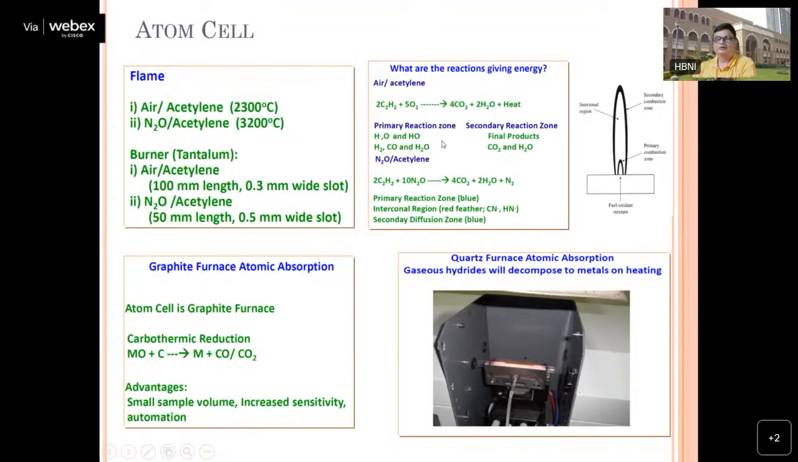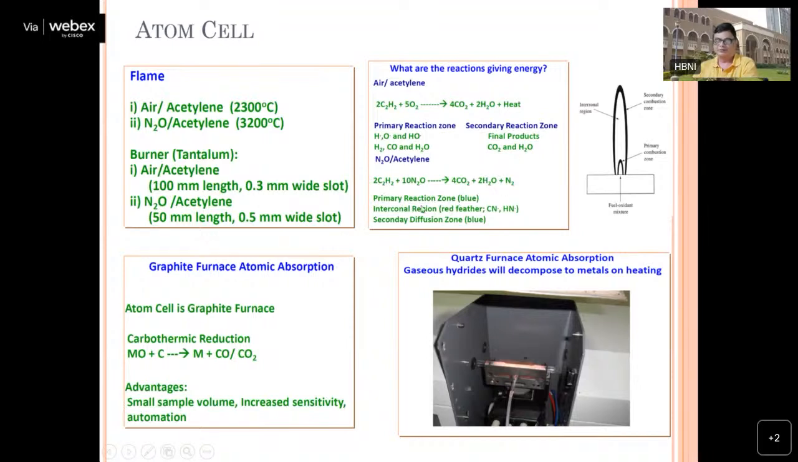In the primary reaction zone, we have hydrogen, oxygen, and hydroxide radicals. In the secondary zone, the final products are there, and then we have hydrogen, carbon monoxide, and water vapors. Then in the secondary reaction zone we have carbon dioxide and water vapors. Whereas in the case of the air acetylene flame, the acetylene reacts with this nitrous oxide, and that's how we generate the temperatures.